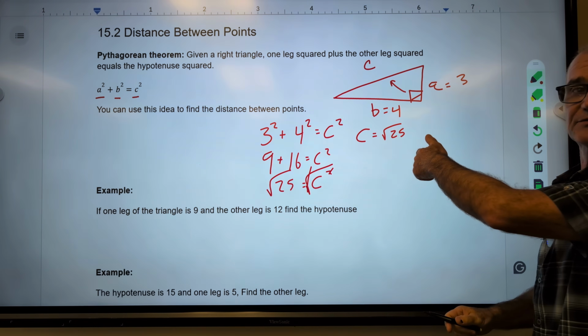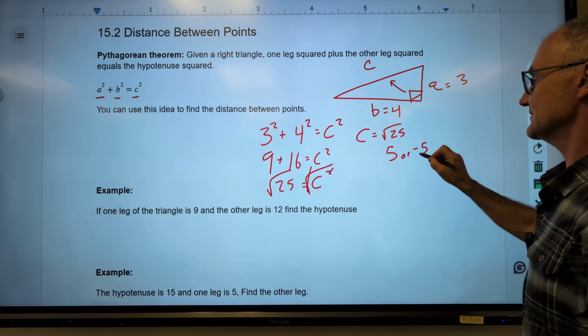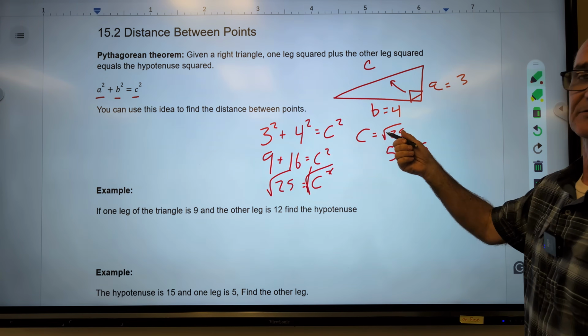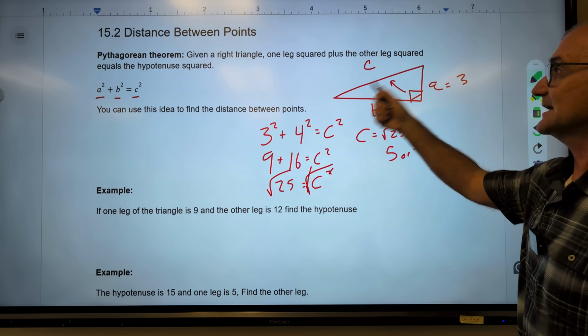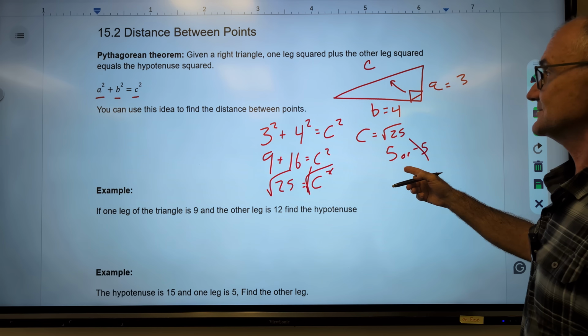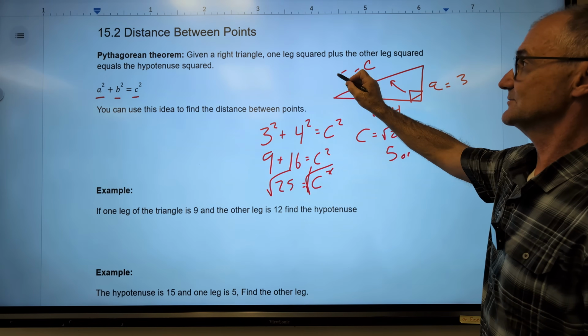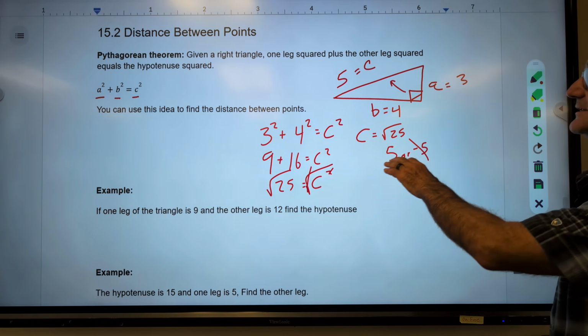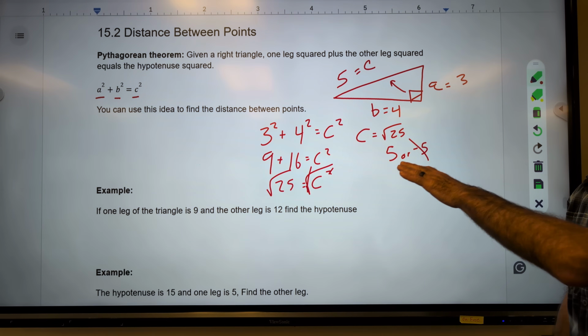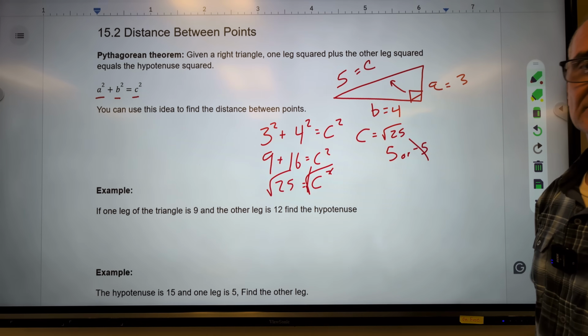What times itself is 25? Either a 5 or a -5, right? -5 times -5 is 25. However, length of a side cannot be negative, so I discard that one. So my answer is, if one leg is 3, the other leg is 4, the hypotenuse is 5. It's a really common triangle that works on the Pythagorean theorem with integers. A lot of people call it a 3, 4, 5 triangle.